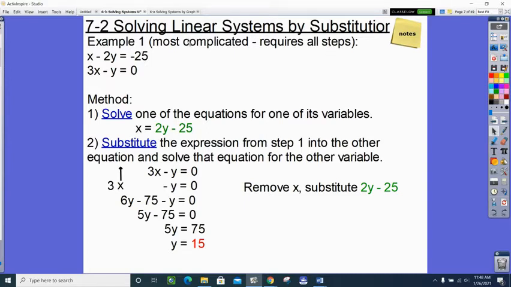All right, so here is how we use substitution. And I want you to think of substitution exactly like a substitute teacher, where somebody would leave the room and somebody takes their place, okay?